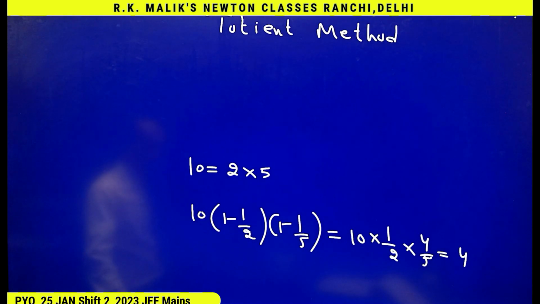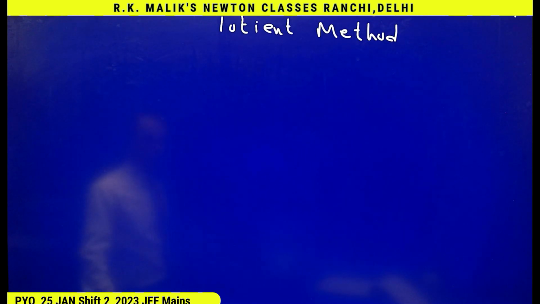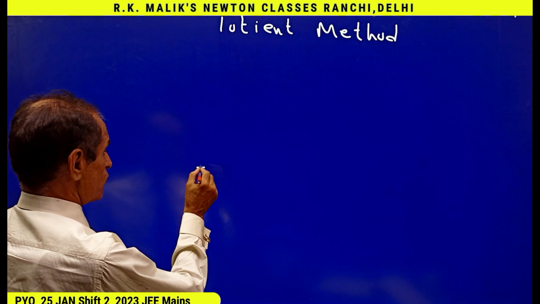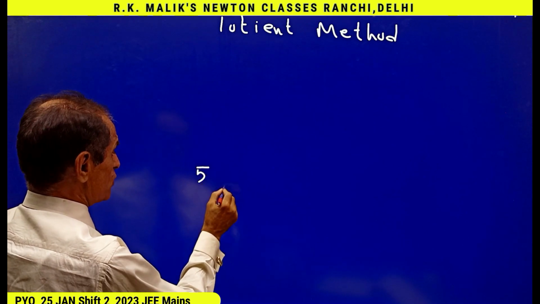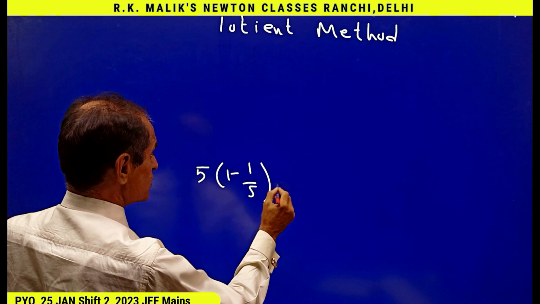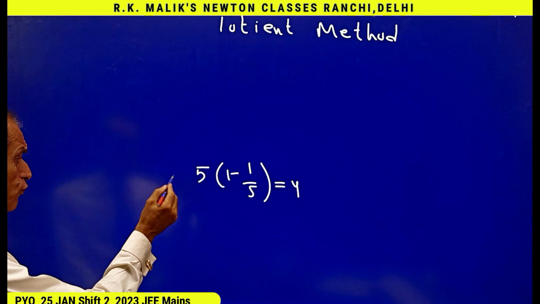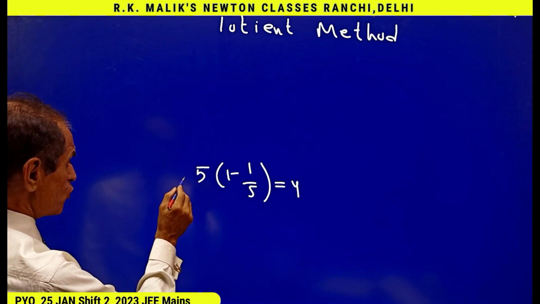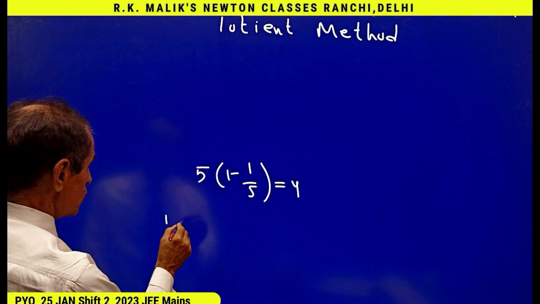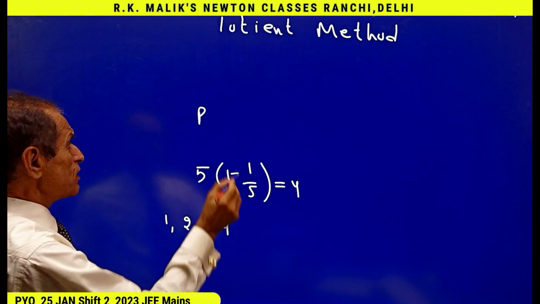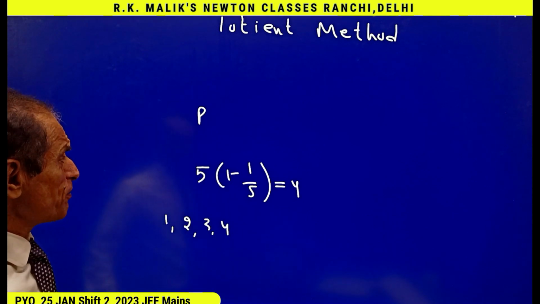That is, there are 4 numbers which are less than 10 and co-prime with 10. And in case of prime numbers, totient is very simple to find. Say we have to find the totient of 5. Totient of 5 will be 5 into (1 minus 1 by 5), that is 4. And practically also we know that there are 4 numbers less than 5 and co-prime with 5. Those are 1, 2, 3 and 4. That is, in case of a prime number p, the totient of p will be just p minus 1.